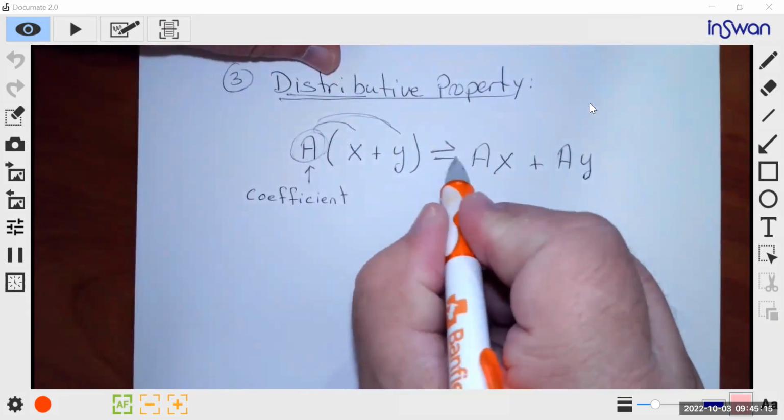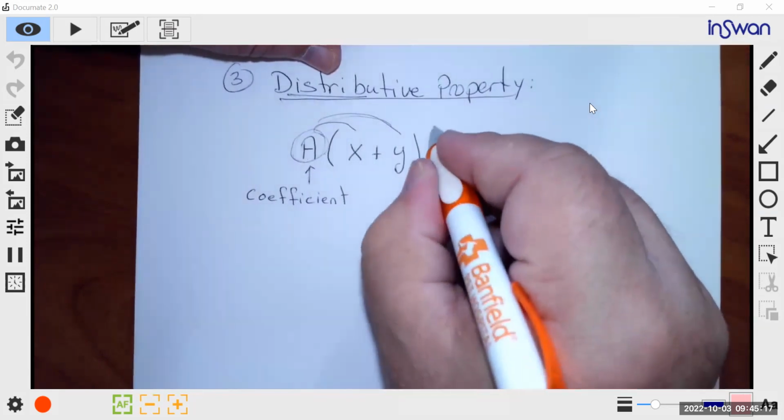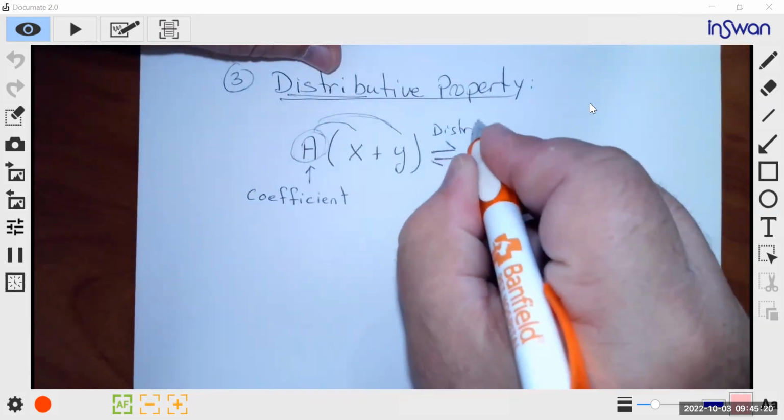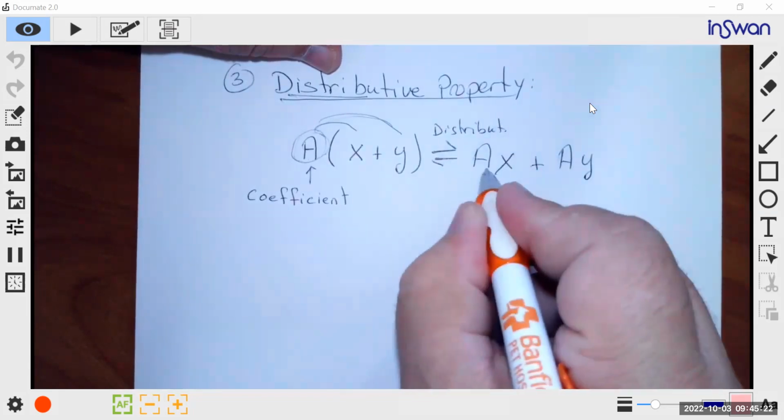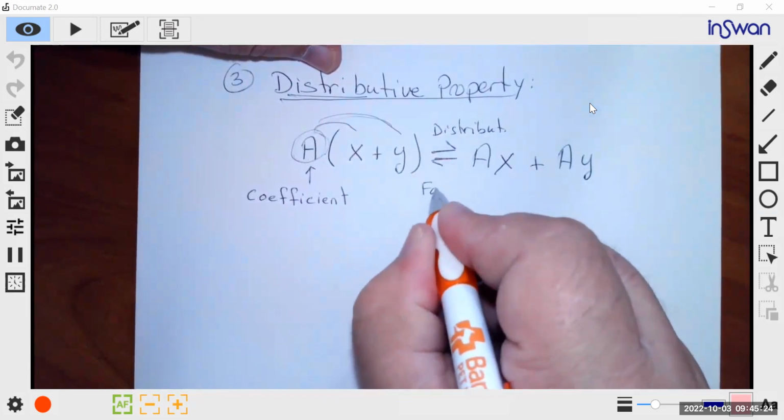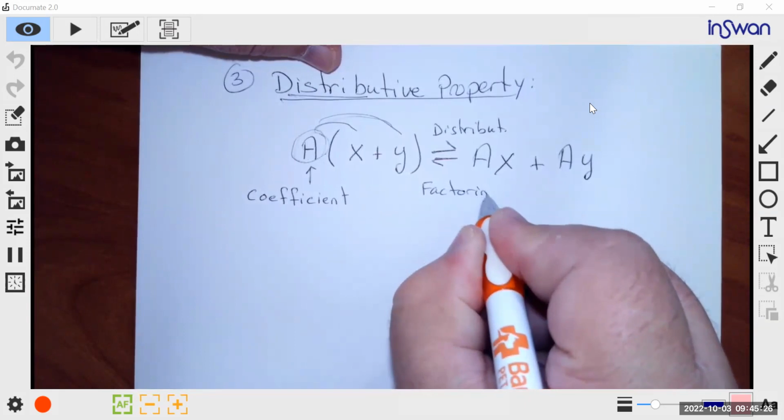Now, if you go from right to left, this is called distributivity. If you go from right to left, that's called factoring.